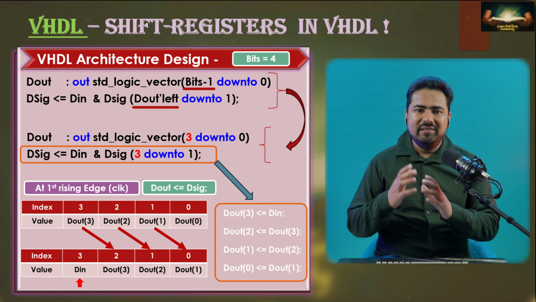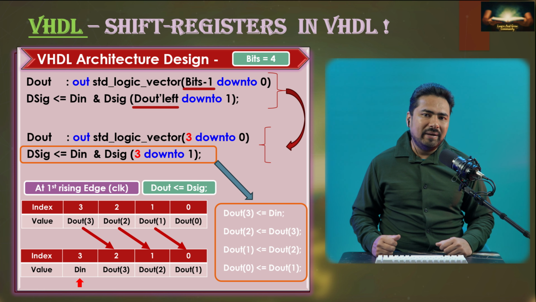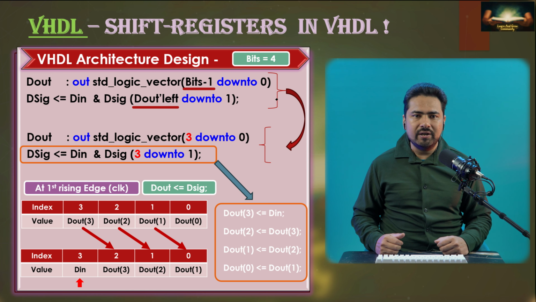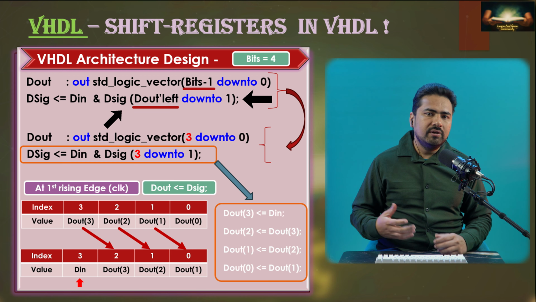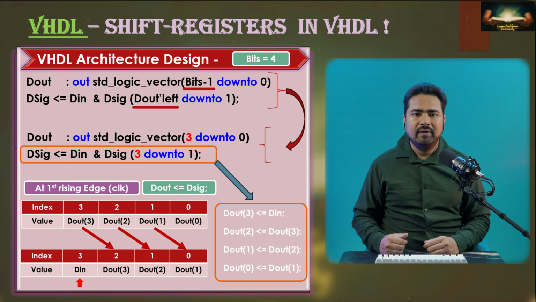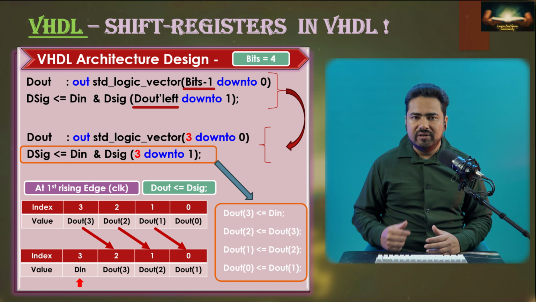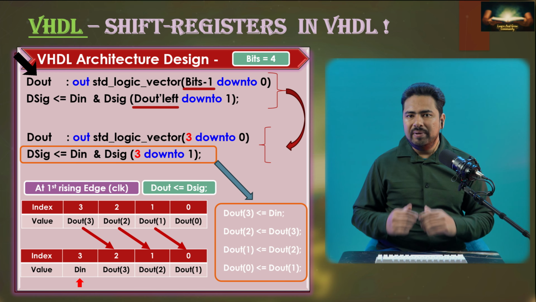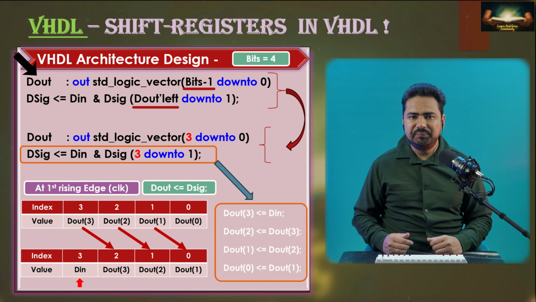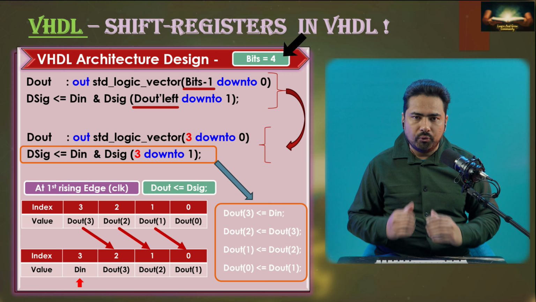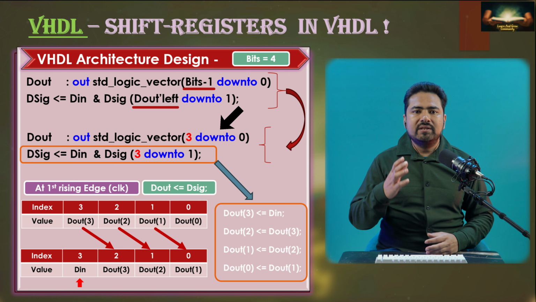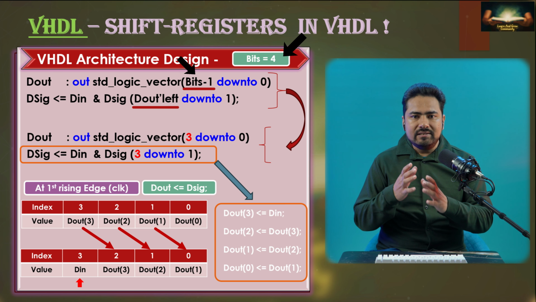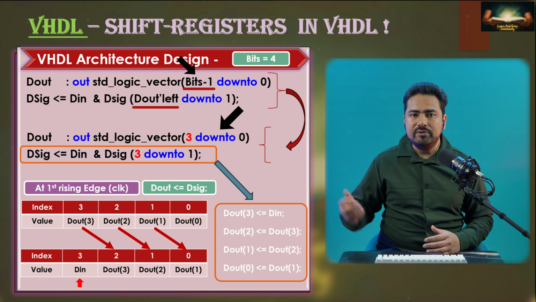Now, let me explain the main statement. This statement is D6 gets the value of D in concatenation D6 D out left down to 1 semicolon. So we have the D out definition as well, like D out colon out std logic vector bits minus 1 down to 0. Suppose the bits value is 4. So the D out range will be 3 down to 0, right? Because the bits value is 4, meaning bits minus 1 is 3. So it becomes 3 down to 0.